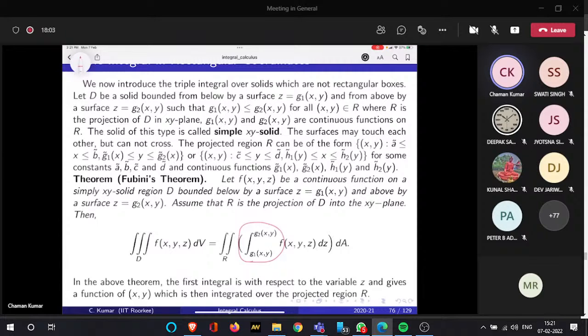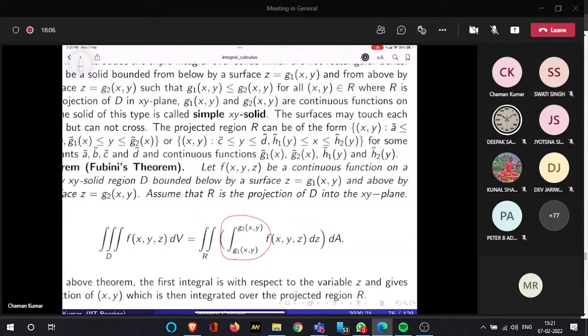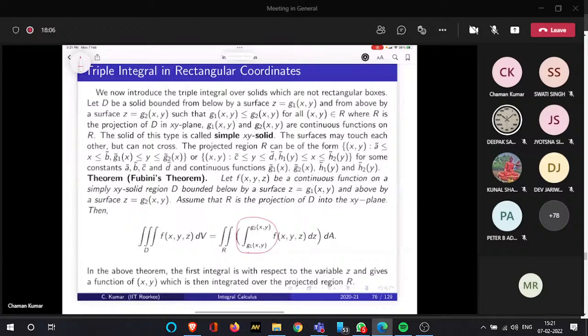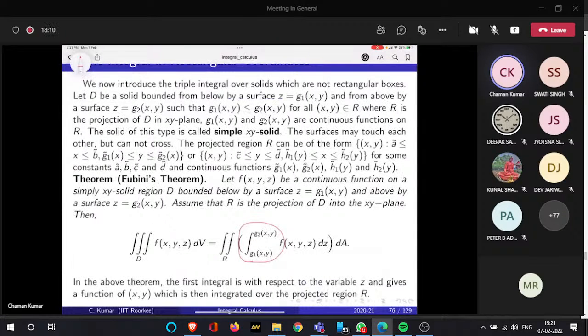So here you need to ensure that G2 is greater than or equal to G1 for all x and y inside the domain. So they can be equal, but they should not cross each other. So if you have that complicated domain, then you cannot.